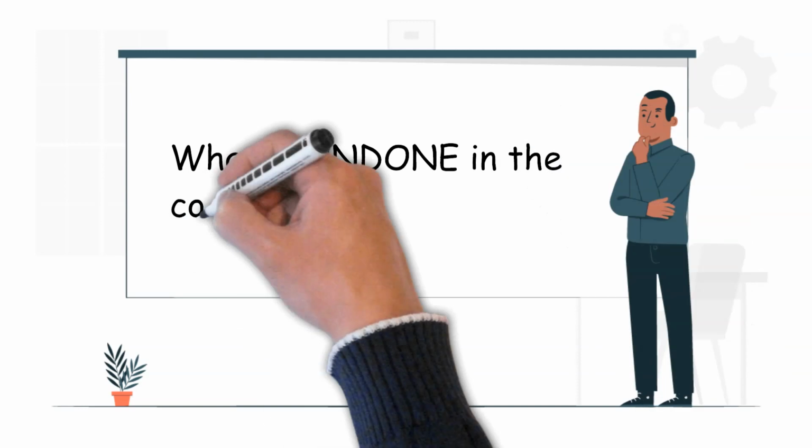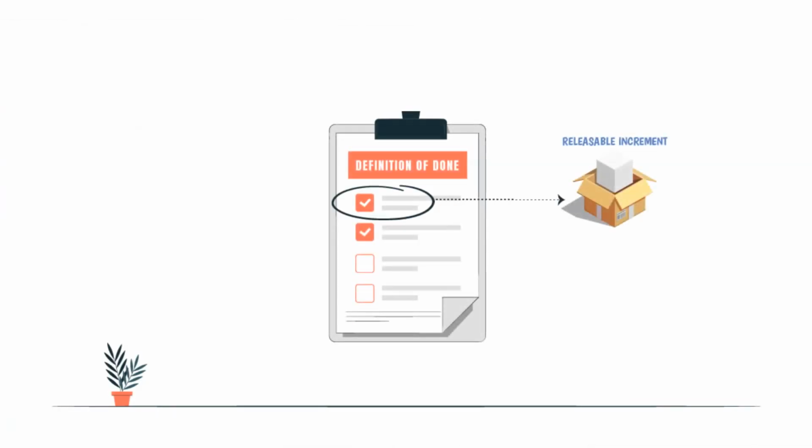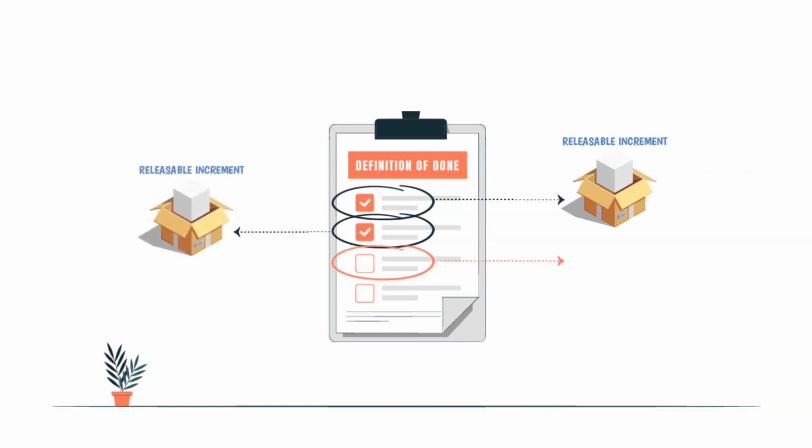What is undone in the context of DoD? Any work mentioned in the DoD required to create a releasable increment. However, if it still needs to be completed, then it's referred to as undone.